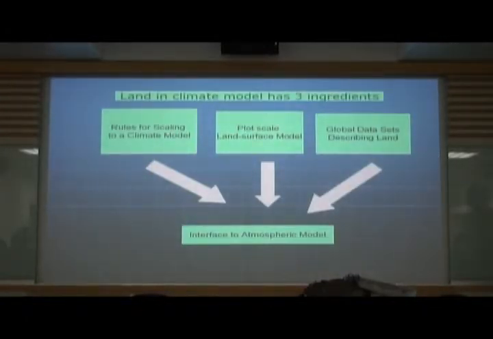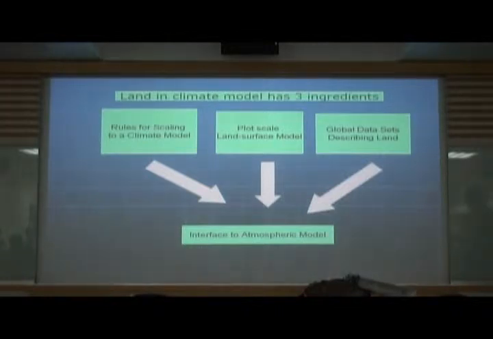Then we need rules for scaling to a climate model, and then we need global data sets describing land, also helping us to scale. The kind of global data we can get are down to scales of about 1 kilometer, so we can take the 1 kilometer data and come up with rules to help get it up to 100 kilometers. There's not a lot we can do to get up from the 10 meters to the 1 kilometer scale, but I think probably the 1 kilometer to the 100 kilometers is the more critical scaling region.